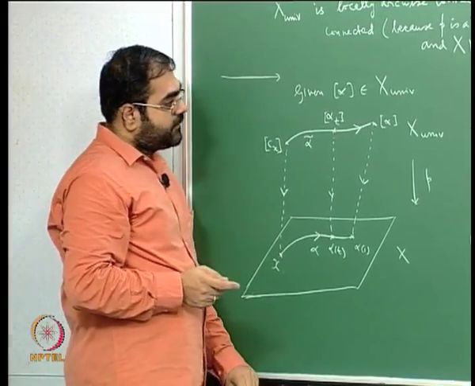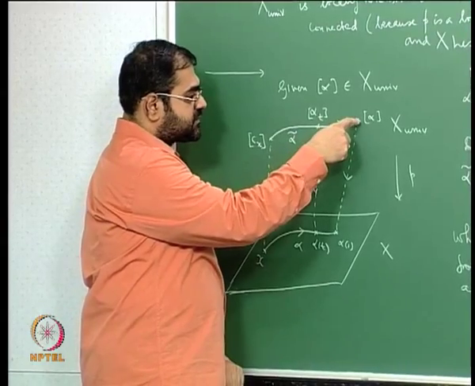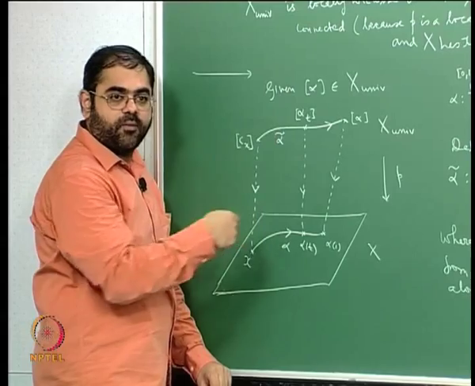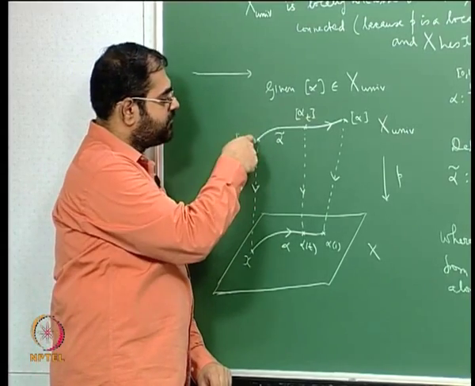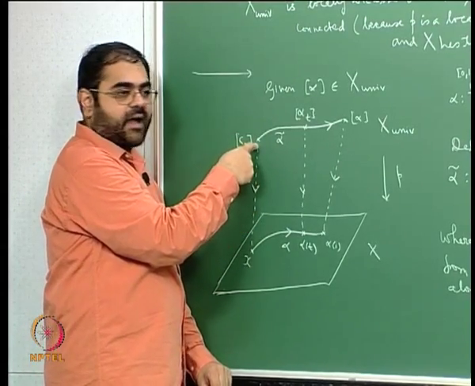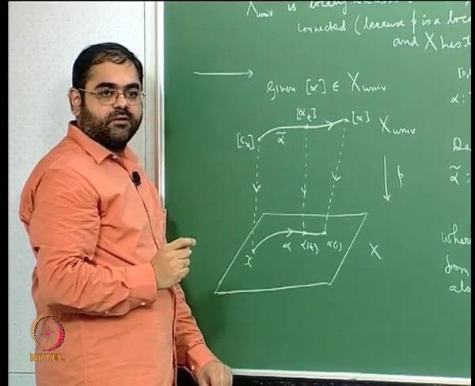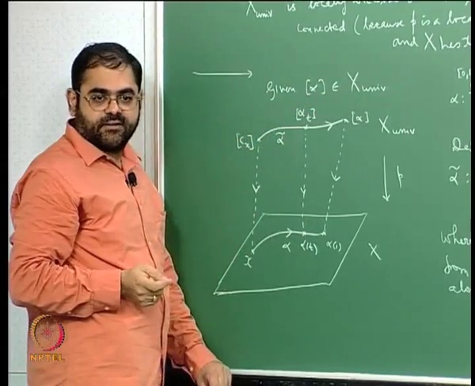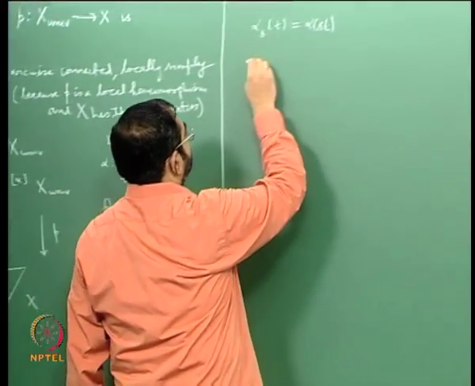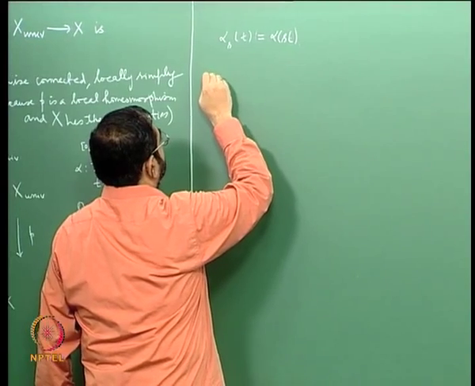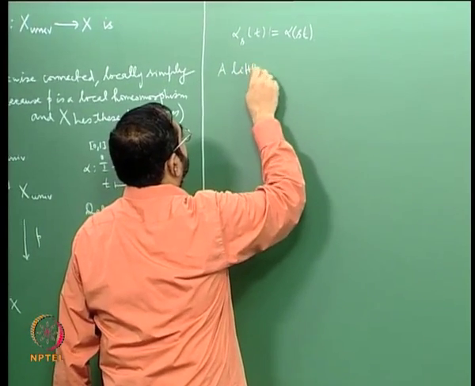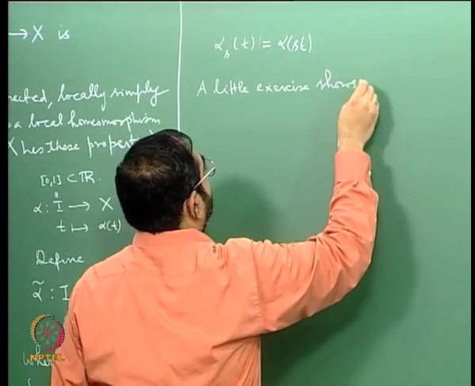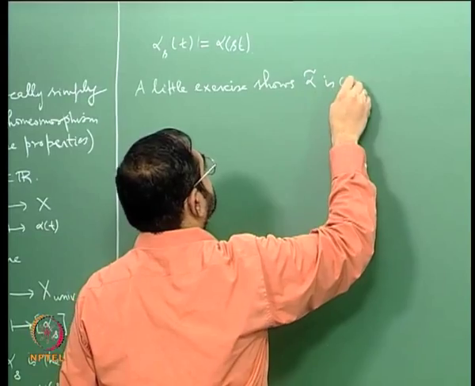The lift is a path that connects this point alpha to this point Cx. Now if I had 2 points, I can connect them by 2 paths to Cx, and therefore I can connect them to each other by a path. That will tell you that this space is arcwise connected. A little exercise shows alpha tilde is continuous.